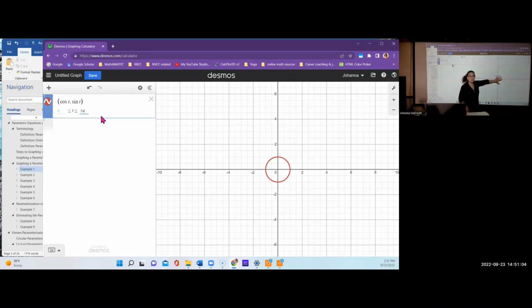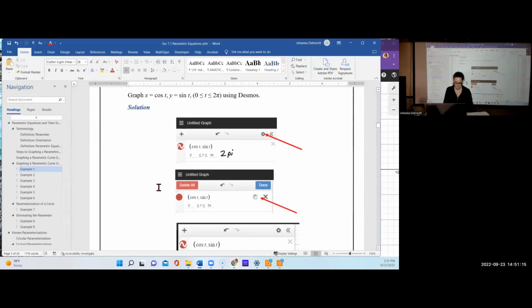And it graphs a circle, which is the graph, but it's not the orientation. So I need to know the orientation. So how do I get the orientation? This is what's in that second video.